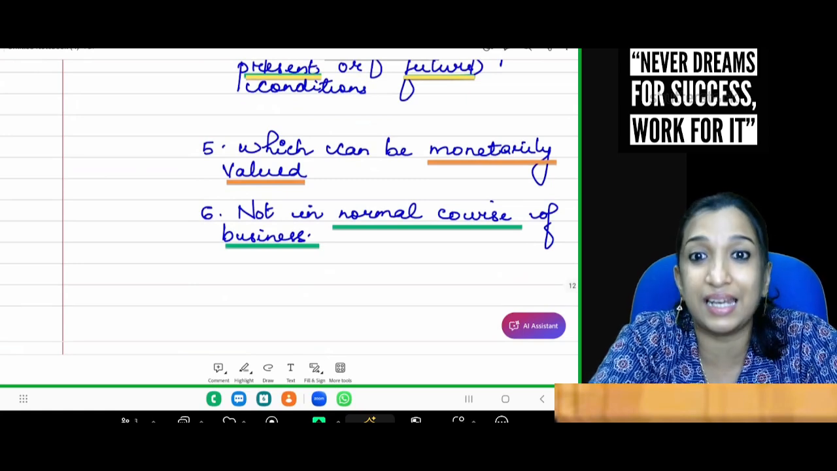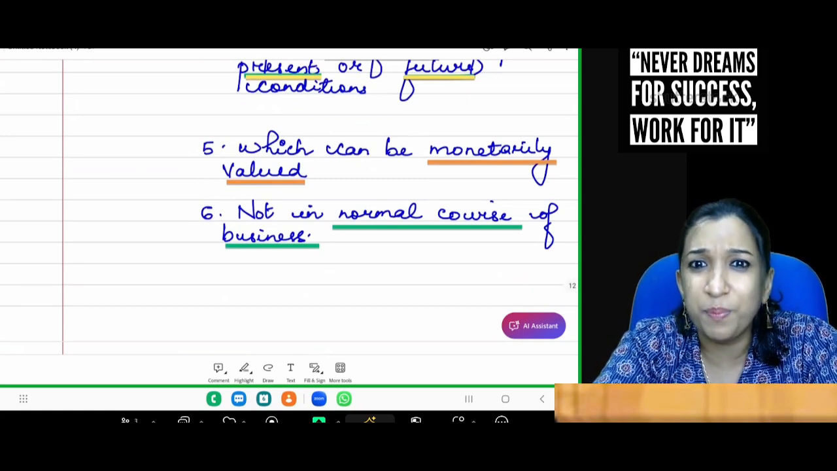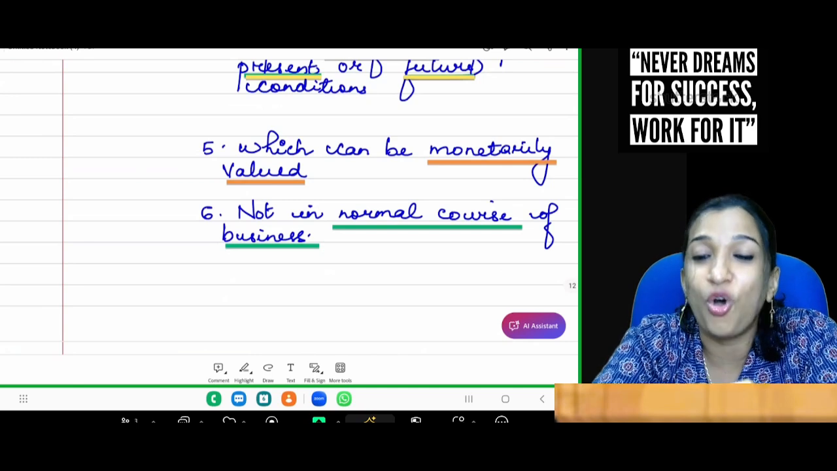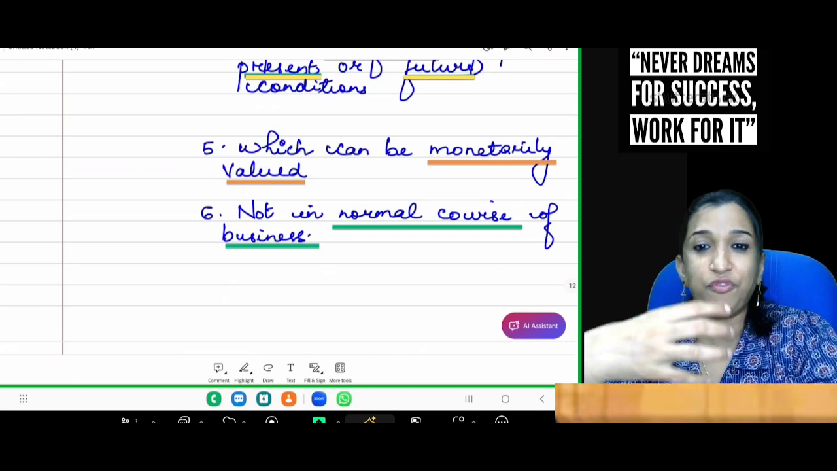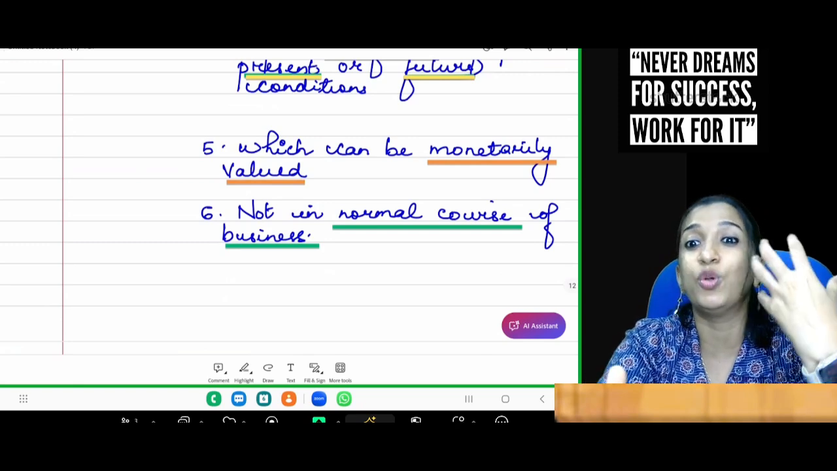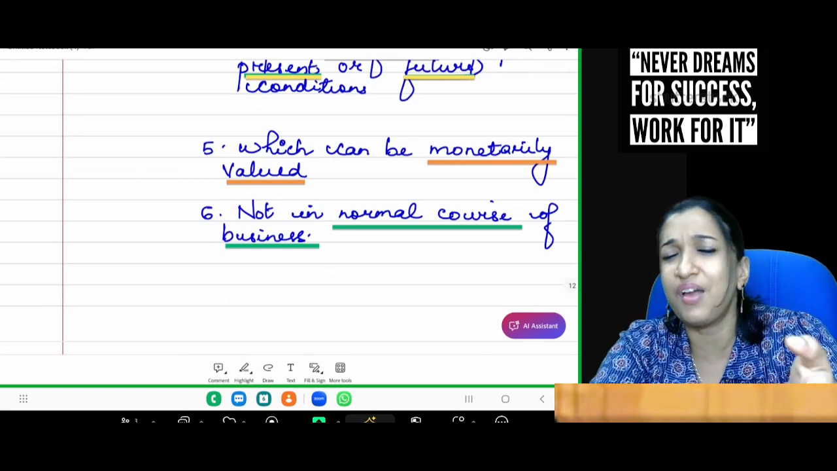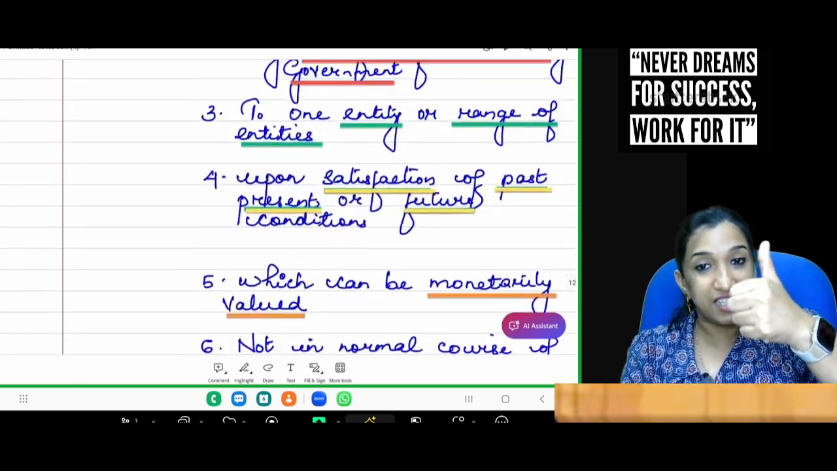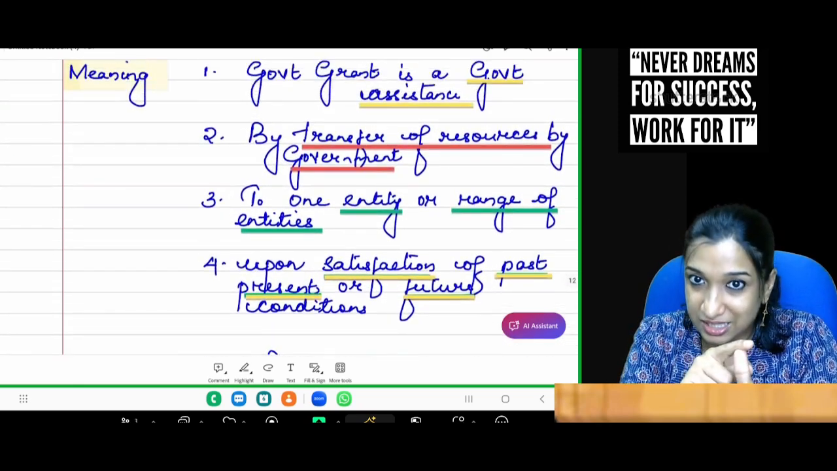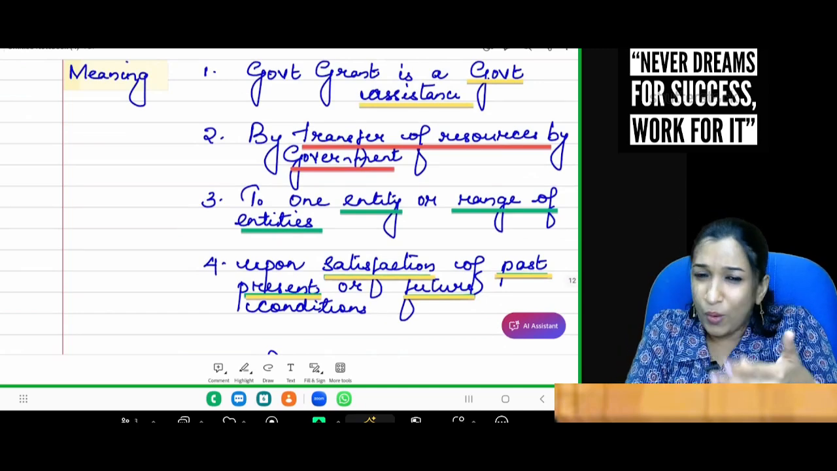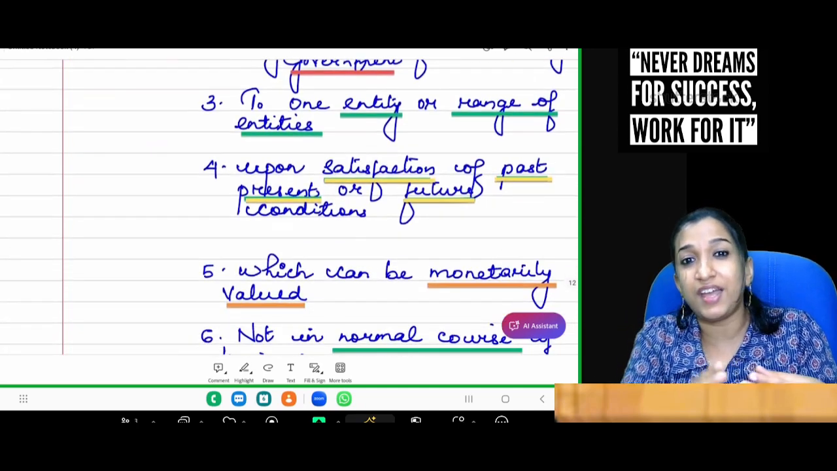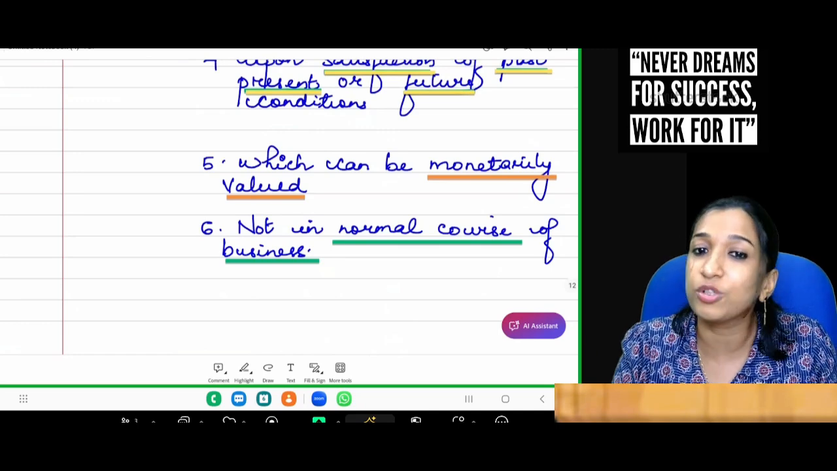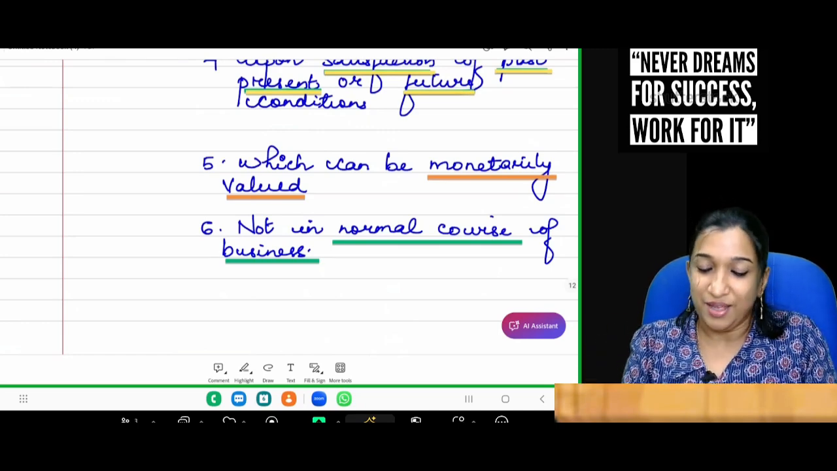Sometimes the government gives you some technical assistance or advice which cannot be measured in monetary terms, then it won't be recognized as a government grant. And not in the normal course of business. What does that mean? Say, for example, if you're a contractor and the government is giving you a contract to construct a flyover, where the government will definitely give you consideration, will that be considered as a government grant? No. So, 6 points. A government grant is a government assistance by transfer of resources by the government to one entity or a range of entities upon satisfaction of past, present or future conditions, which can be monetarily measured and not in the normal course of business. Okay, done with the meaning.